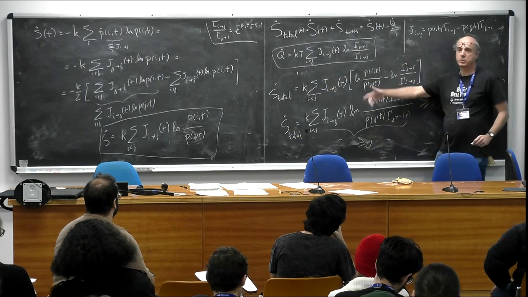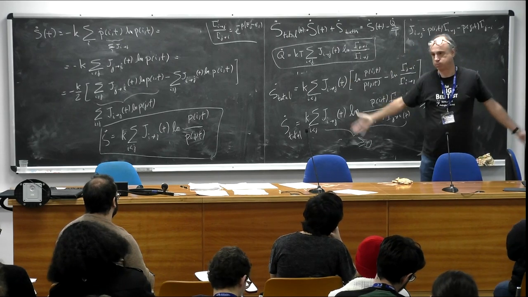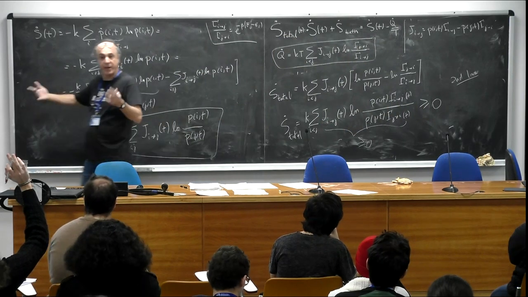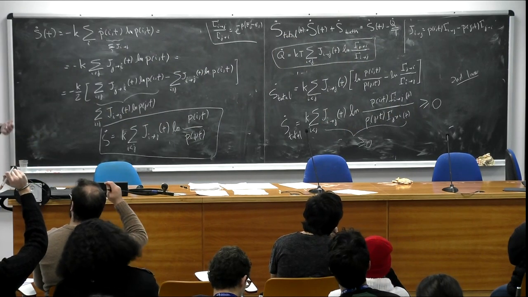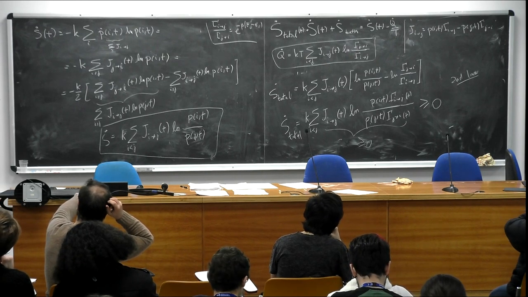In thermodynamics, we call the change of entropy in the universe entropy production, because it's an entropy that has been created. The entropy is not conserved. I would have another question. Could you just repeat the interpretation of S dot in terms of transitions?